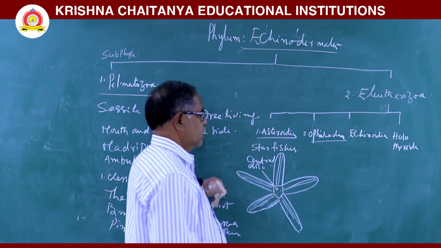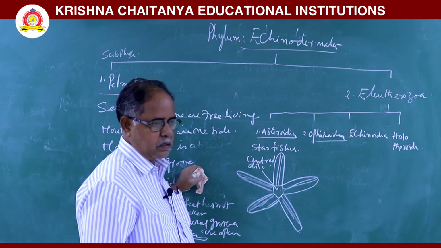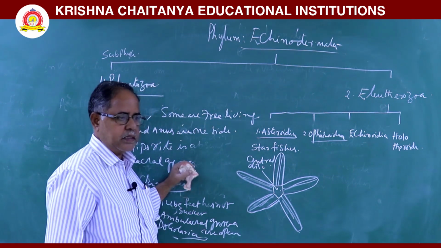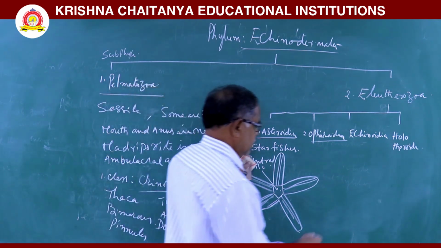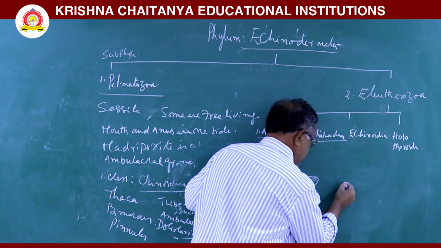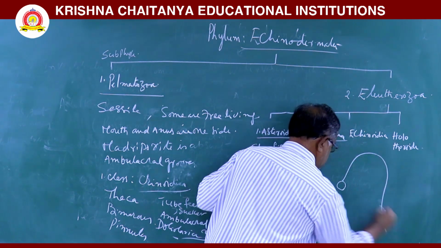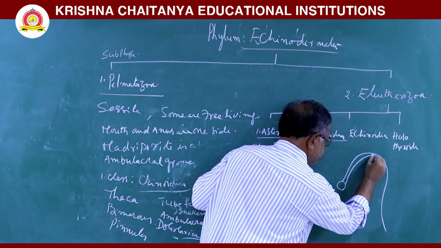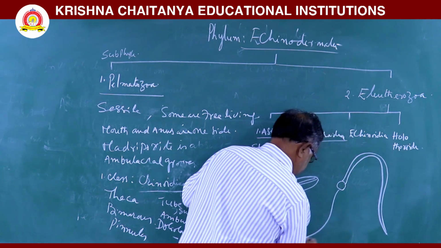Ophiuroidea. These animals are generally called brittle stars, serpent stars, basket stars, like that. Here the central disc is demarcated from the arms. Long serpent-like arms are there in these animals.